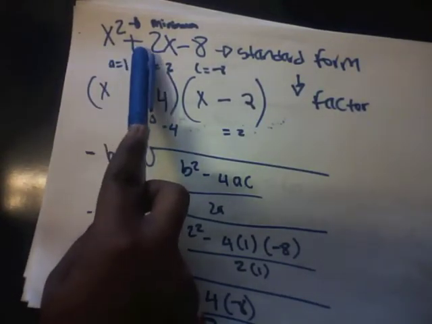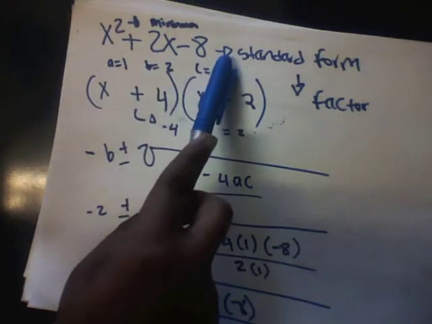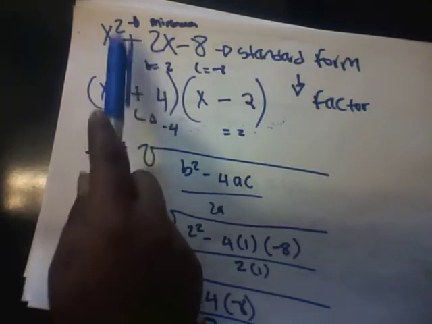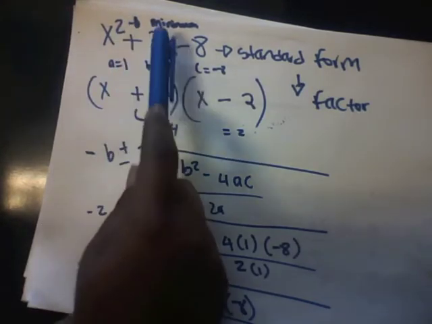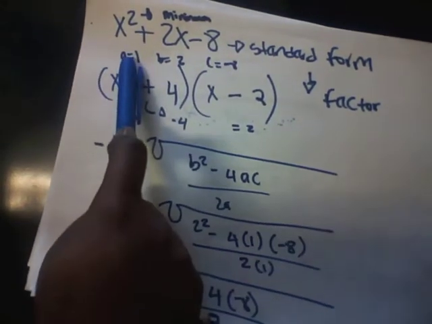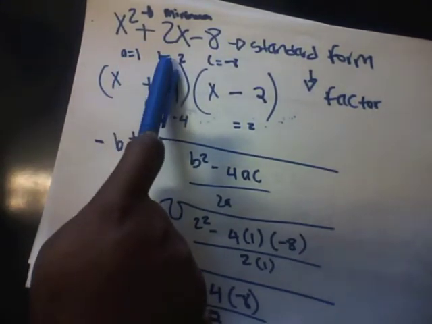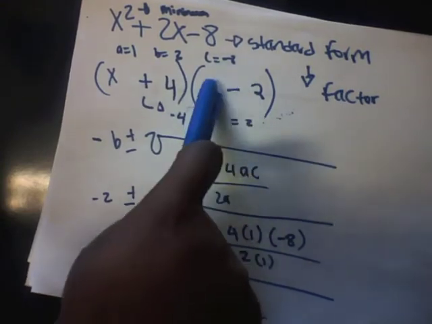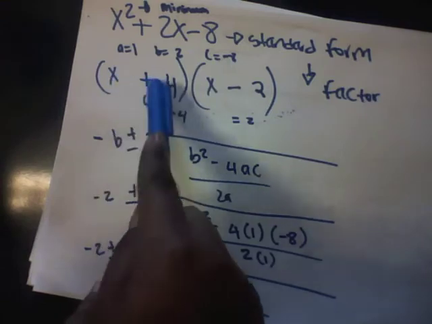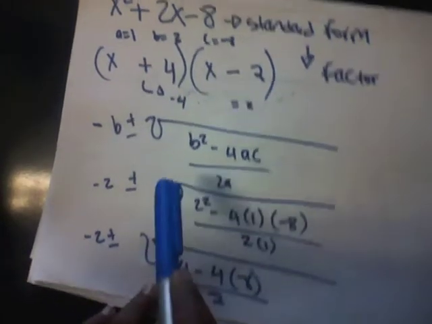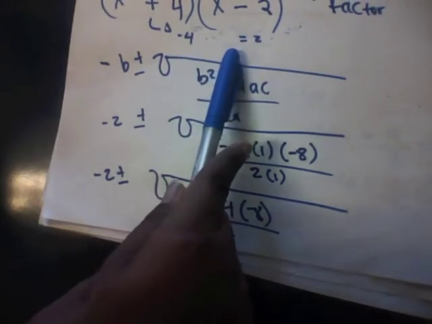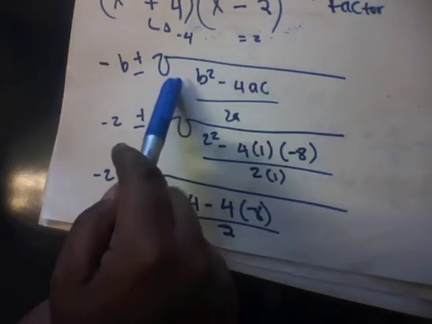So right here, I have the equation x squared plus 2x minus 8, and it is in standard form, and the leading coefficient is positive, so I know that my graph will have a minimum, and I will tell you why later. So a equals 1, b is equal to 2, and c is equal to negative 8. In factored form, when I factor it, it equals x plus 4 and x minus 2. And I know the zeros will happen at negative 4 and at 2.